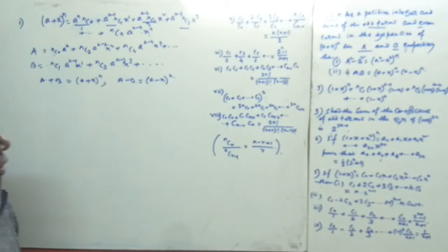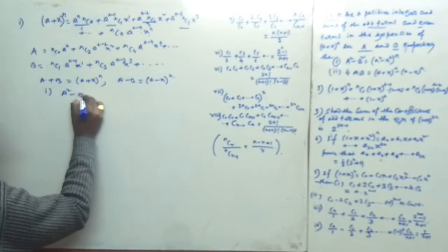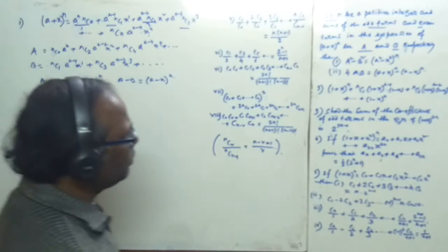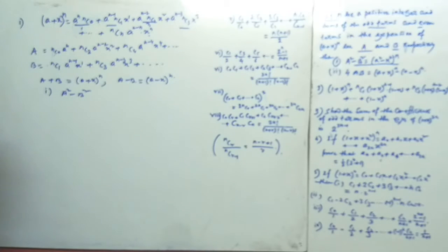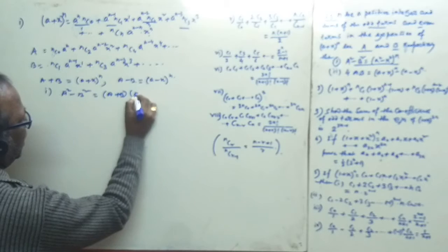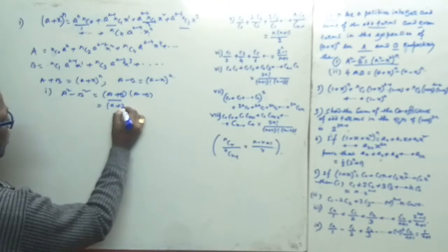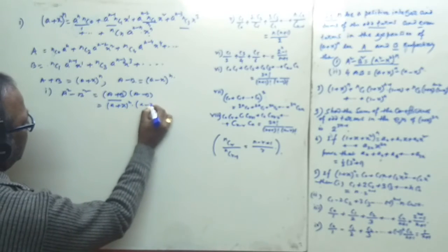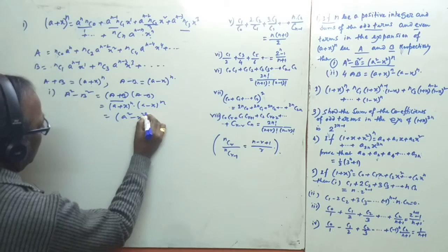Clearly, I think we all understood. Now, for question part 1, we have to show that A square minus B square is equal to (a square minus x square) to the power n. We can write this as (A plus B) and (A minus B), and that value is equal to (a plus x) to the power n and (a minus x) to the power n, and then (a square minus x square) to the power n.